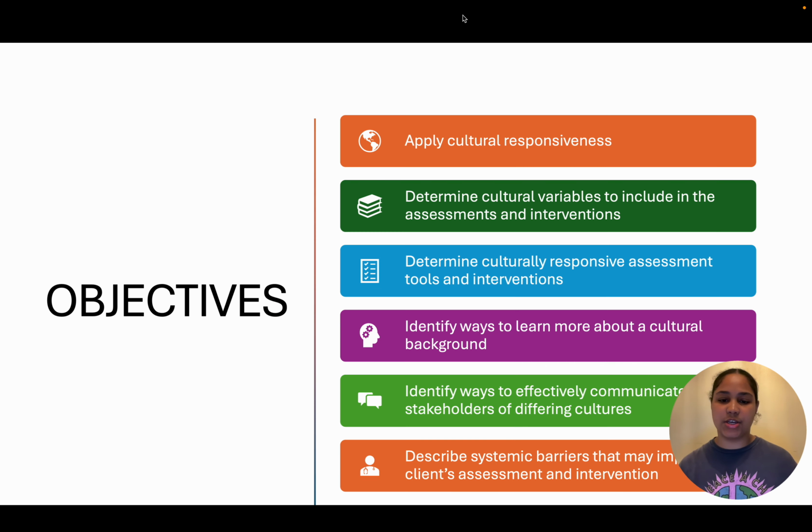So we have our objectives here. The first objective is to apply cultural responsiveness. We don't just want to know the definition, we want to be able to use it in our clinical practice and professional activities. Next, determine cultural variables to include in the assessments and interventions. Then determine culturally responsive assessment tools and interventions. Identify ways to learn more about a cultural background. Identify ways to effectively communicate to stakeholders of differing cultures, and then describe systemic barriers that may impede clients' assessment and intervention processes.